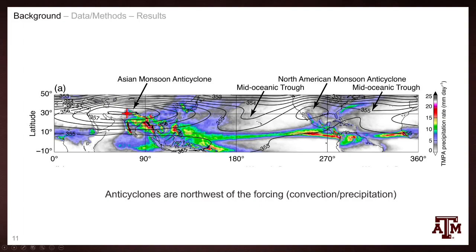And then north of this region of latent heating, the anticyclone is formed here towards the north. And similarly, in the Western Hemisphere, this is the region of higher frequency of precipitation and convection, and the anticyclone is formed northwest of the heating source.